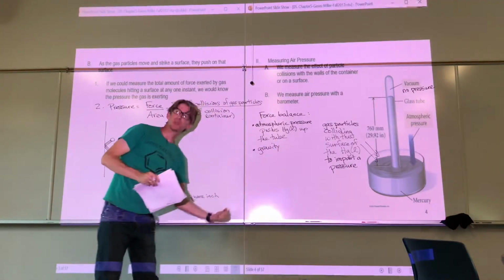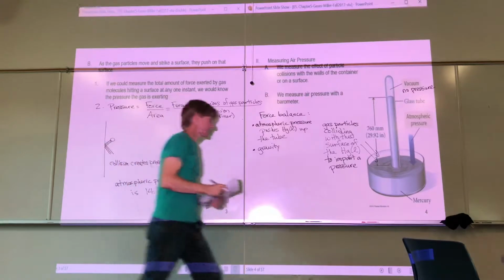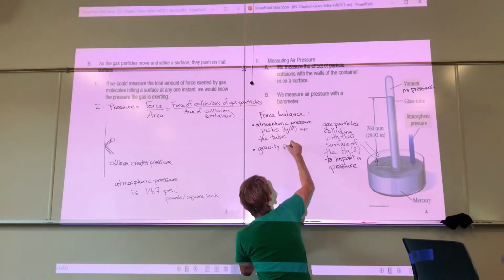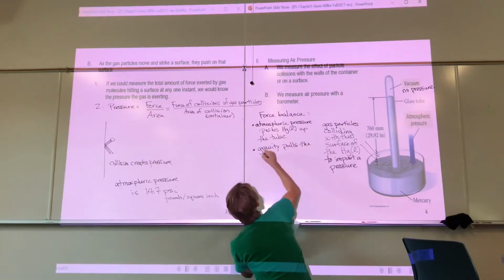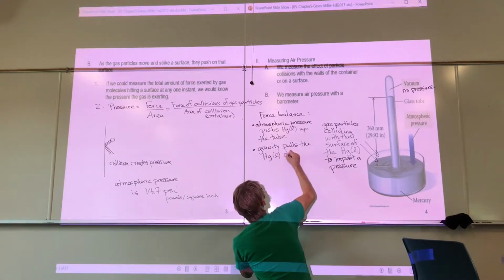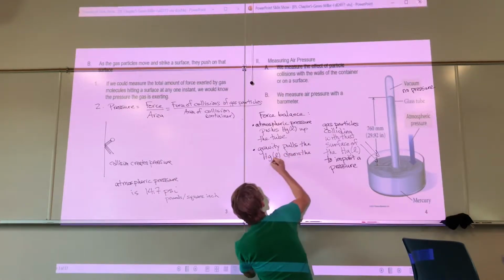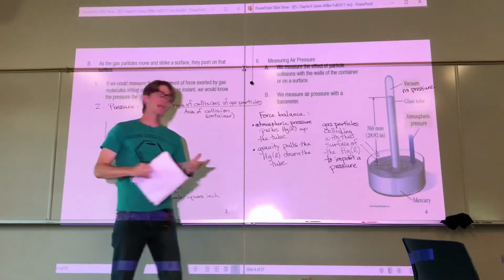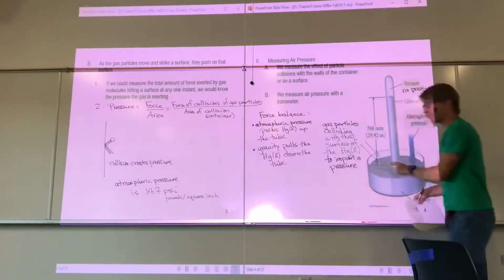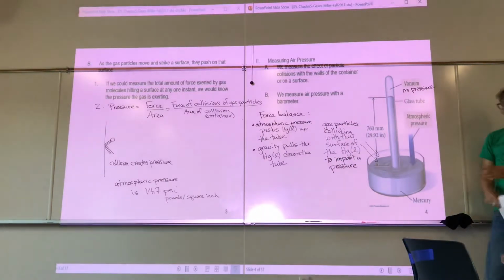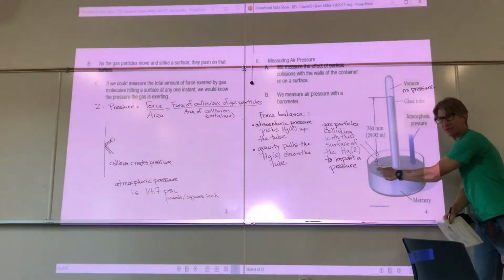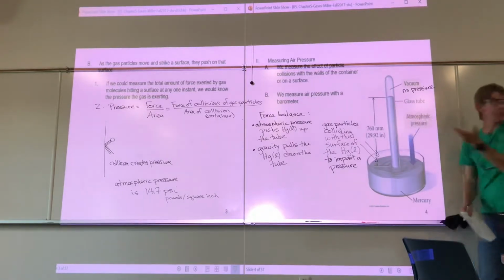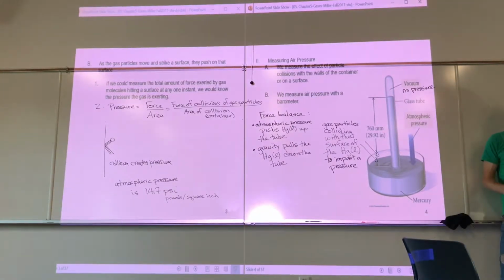Gravity pulls the mercury down the tube. And then as the atmospheric pressure changes, if the pressure of the atmosphere goes down a little bit, then the level of the mercury goes down because gravity is the same, right? So that's how this becomes responsive to atmospheric conditions.